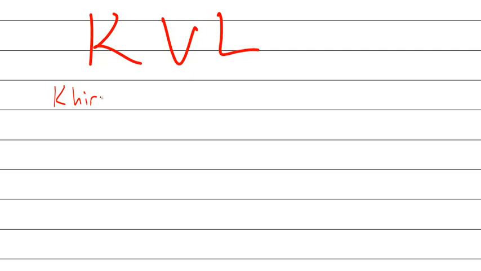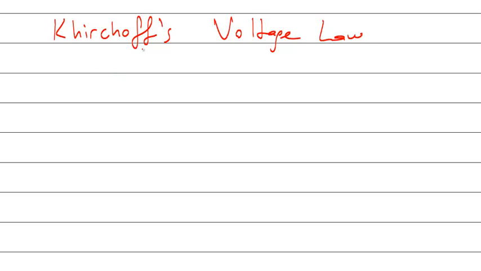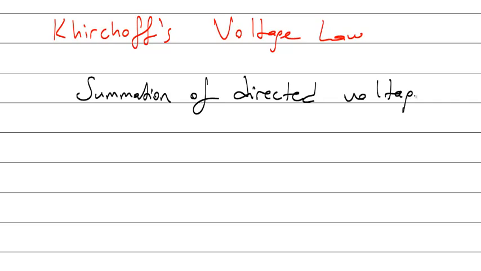Remember, it was Kirchhoff's voltage law. It says the summation of directed voltages on a loop is 0. What's a loop? A loop is a closed path.